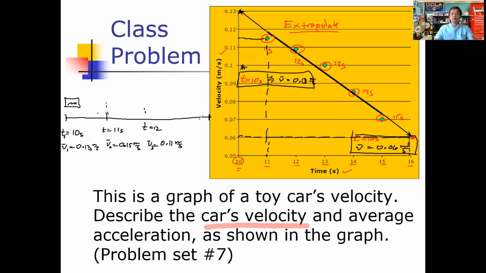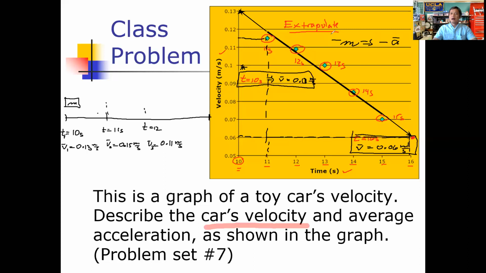Tomorrow we'll continue and answer the question: what is the average acceleration? Hopefully when you calculate it, you will get an average acceleration that is the same for every point in time during this motion, because we have constant non-zero acceleration. Furthermore, notice this represents a negative slope, which means we will have a negative acceleration.